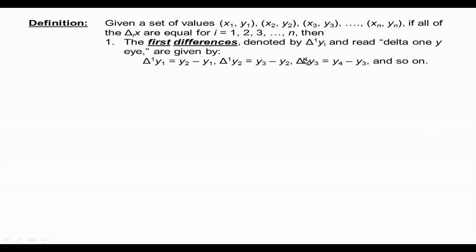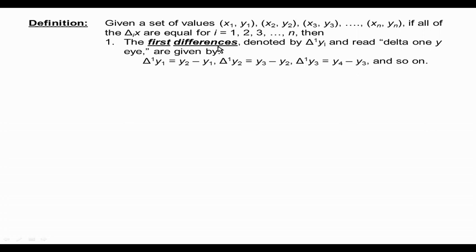The 1 on the delta stands for the first difference. And again, notice this subscript on the y matches the second value in the subtraction. And again, it's always right minus left. If you look at this very closely, the first differences are really the delta 1y, the delta 2y, the delta 3y, and so on that we had before.